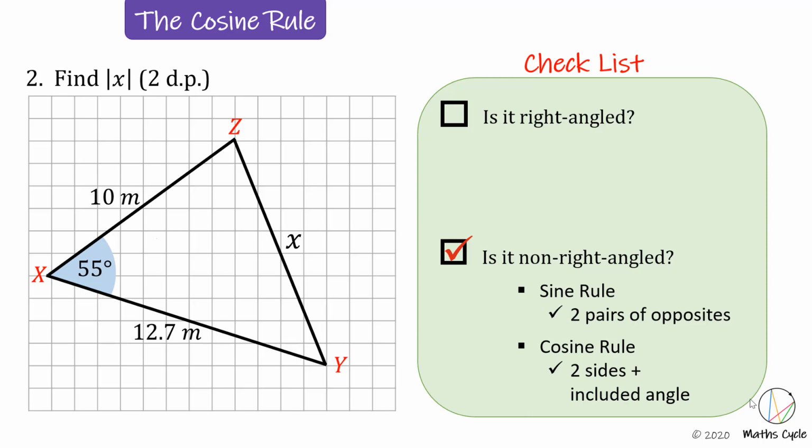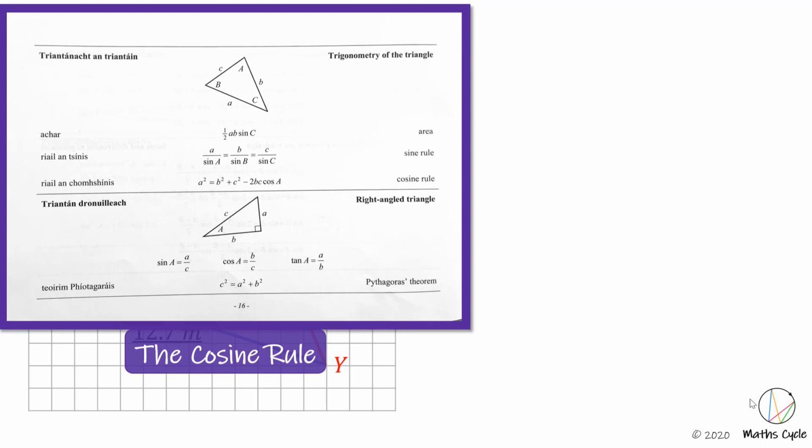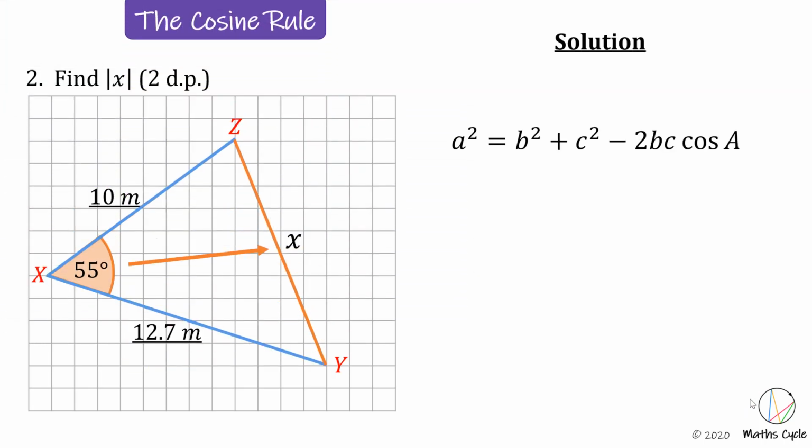Yes, I do. So looking here, we can see we have side length 10 meters, side length 12.7 meters, and the included angle 55 degrees, which allows me to find the side opposite x. So get the cosine rule then from your log tables, okay? And then we're going to use the cosine rule to build our solution.